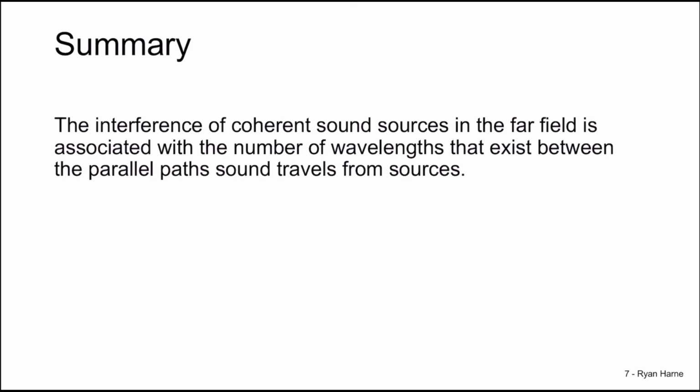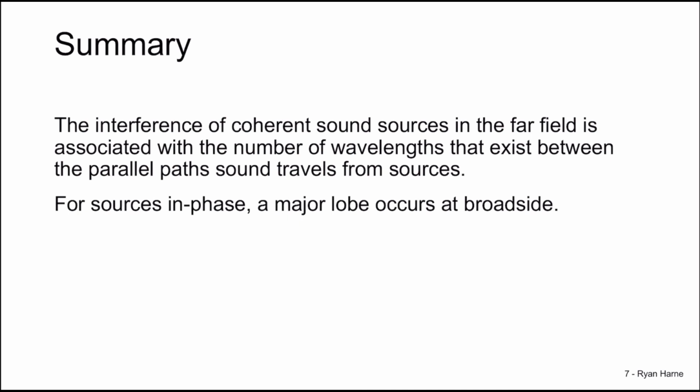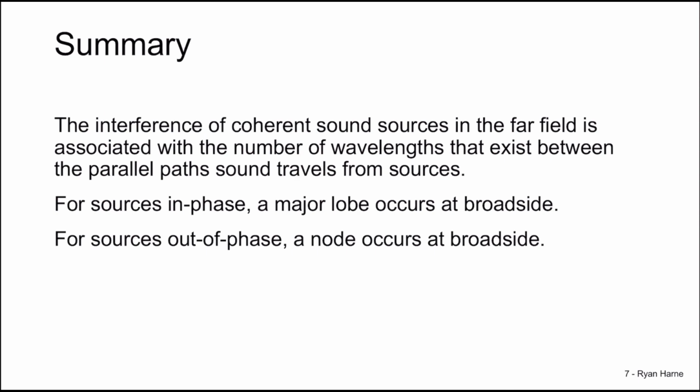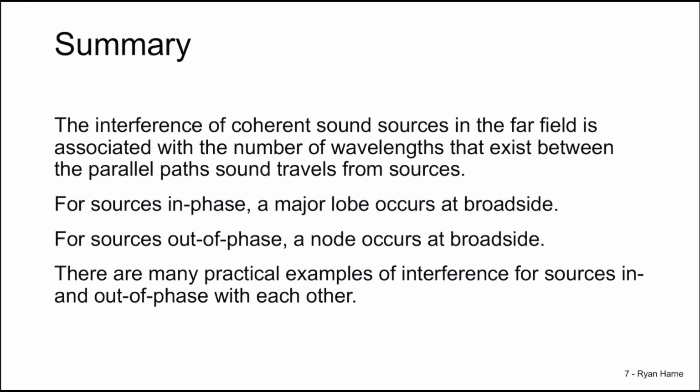So let's summarize what we have learned. We've now investigated further to gather intuition regarding interference from coherent sound sources when we're considering far field locations. We found that interference is due to the number of wavelengths that exist between the parallel paths that the sounds travel from each source. And for in-phase sources, a major lobe occurs at broadside, whereas for sources that are out of phase, the node occurs at broadside. There are many practical examples where we exhibit this interference pattern for in and out of phase sources.